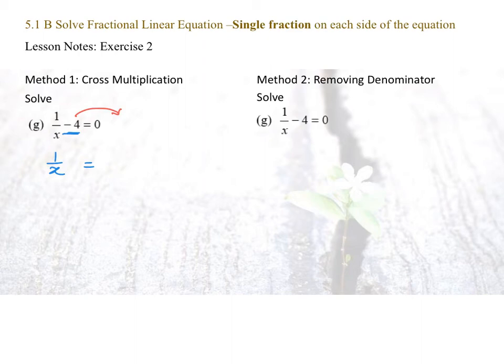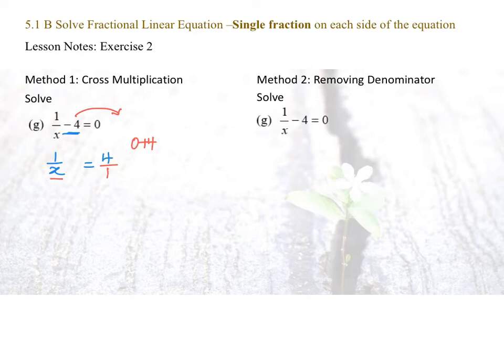If I migrate over, I'll need to undo the operation. So instead of subtraction, I'll do an addition. So it'll be 0 plus 4. And that gives us 1 over x is equal to 4. And to use the cross multiplication method, this will be 1 over x, where x is the denominator, and 4 over 1, where 1 is the denominator.